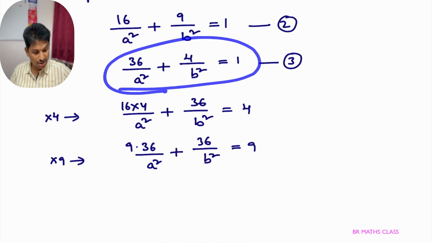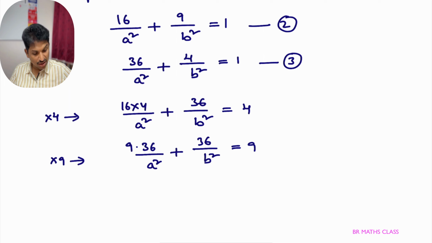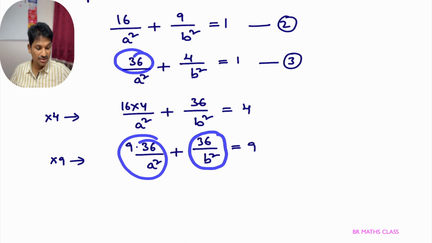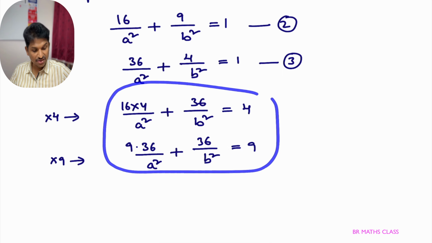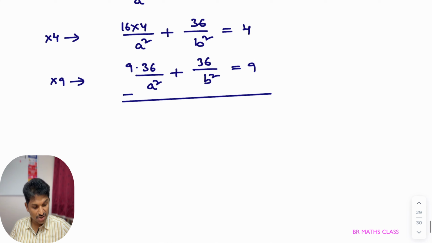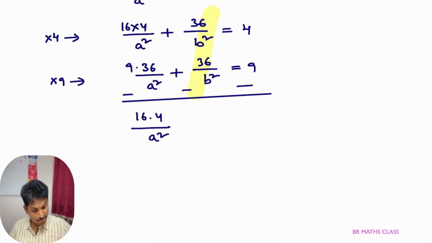This third equation you multiply with 9. Then what you will get? 9 into 36 divided by a square plus 9 4s are 36 divided by b square equal to 1 into 9 is 9. Now I'll solve these two equations. You subtract both the equations. Then this 36 by b square will get cancelled. Now what is remaining? 16 into 4 divided by a square minus 9 into 4 divided by a square, equal to 4 minus 9 is minus 5.